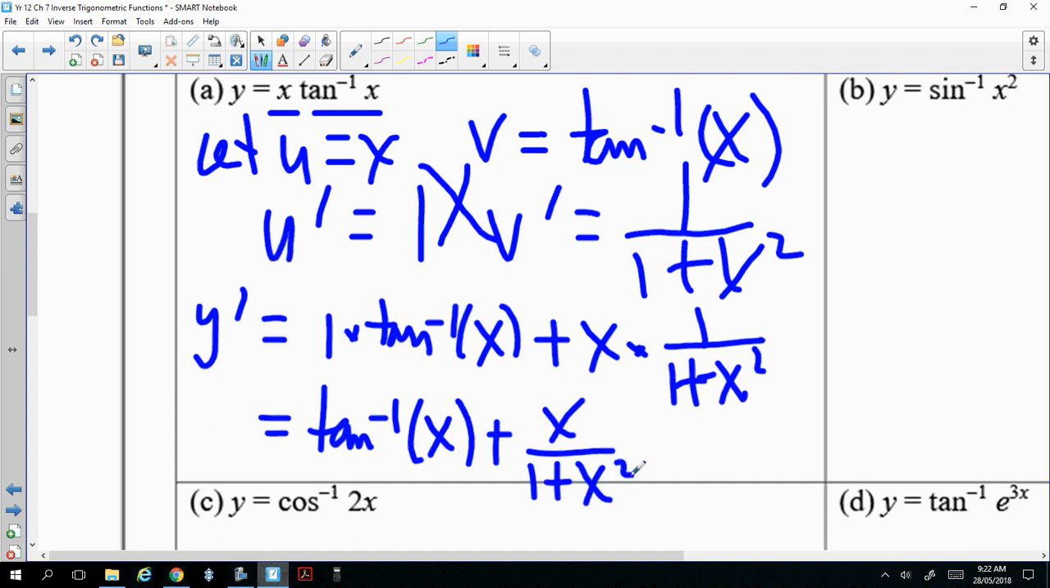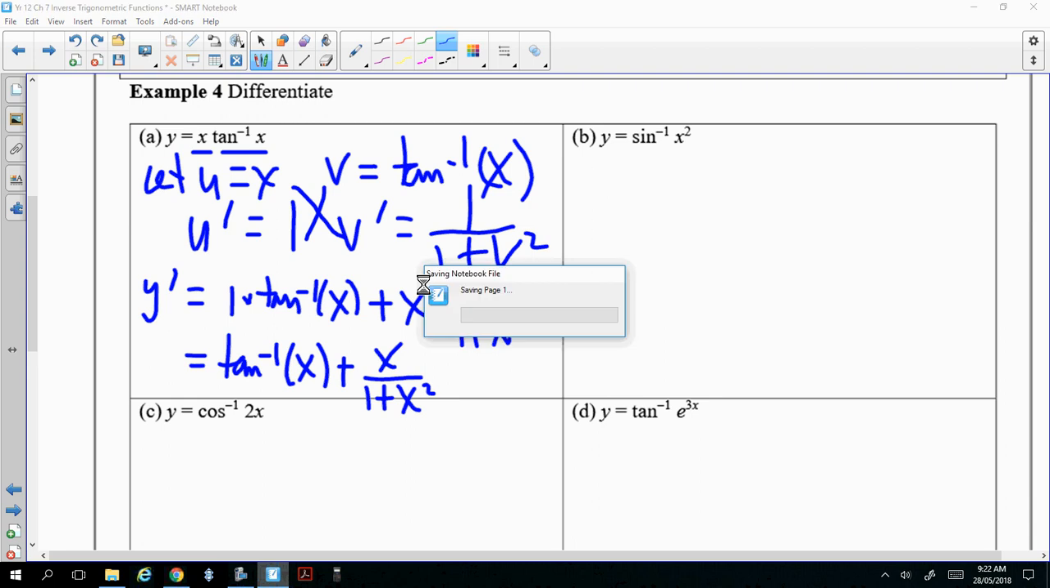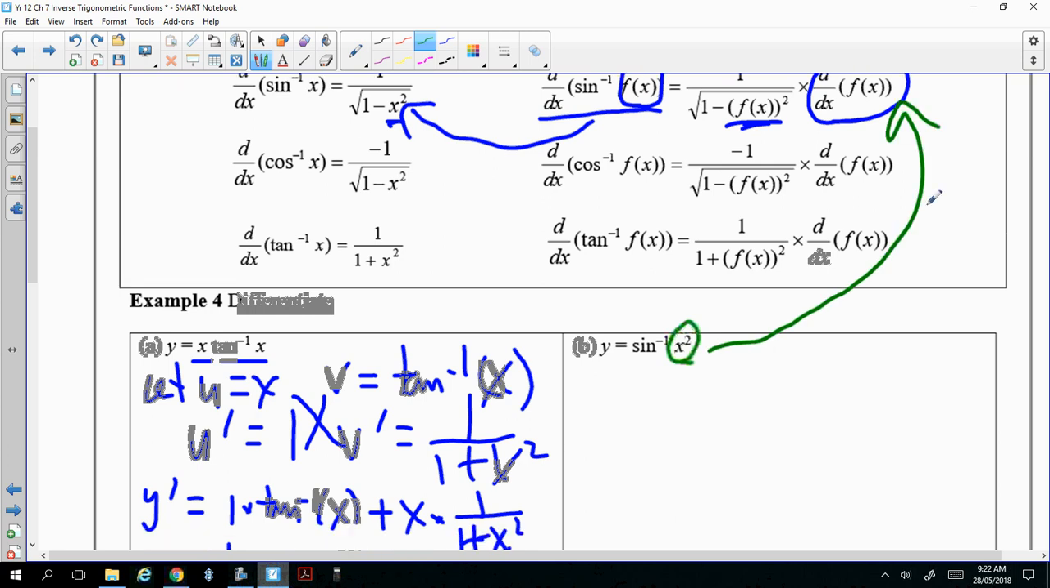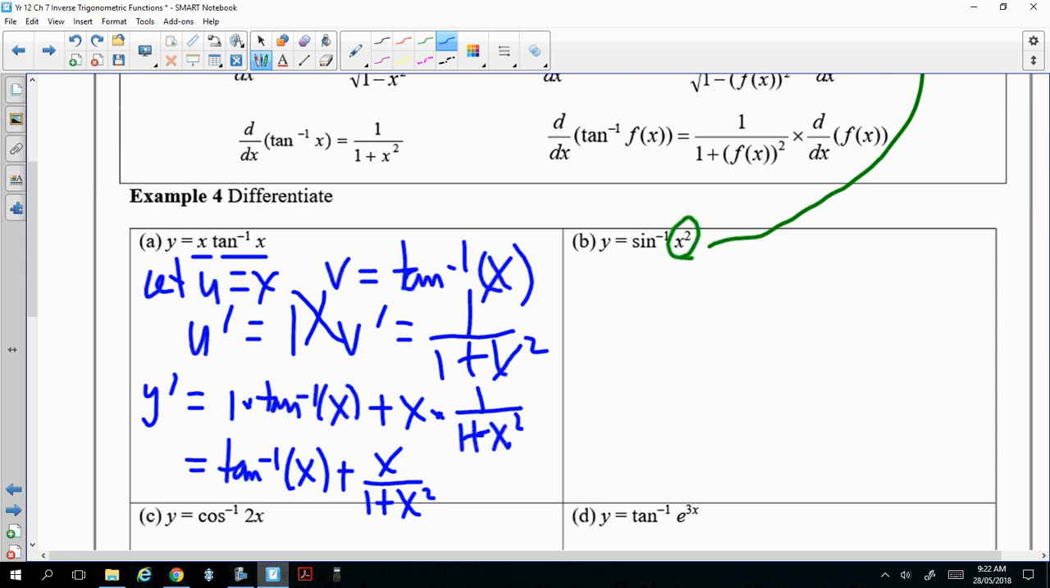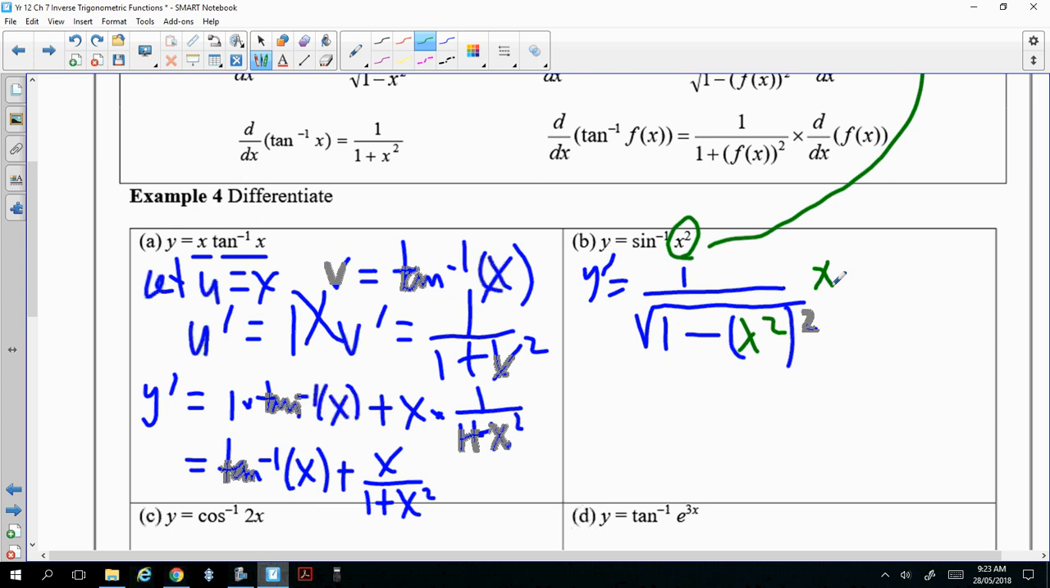Okay, good. Try the next one. The next one you don't use the product rule. There's an angle here that's x squared, so you try to use this rule on the top. So what you do is you write y dash equals 1 over square root of 1 minus, and you're going to square whatever's in here. So x squared will be squared, right? Like that. And then you also have to times by the derivative of x squared, which is 2x. Okay. And then if you simplify that, it's going to be 2x over the square root of 1 minus x to the power of 4. Okay, so you see how the rule works. So try the next few.